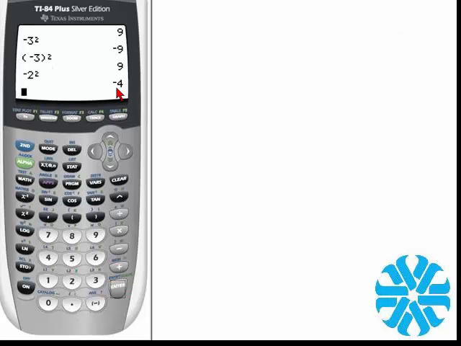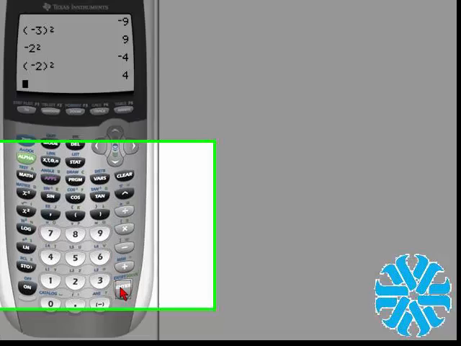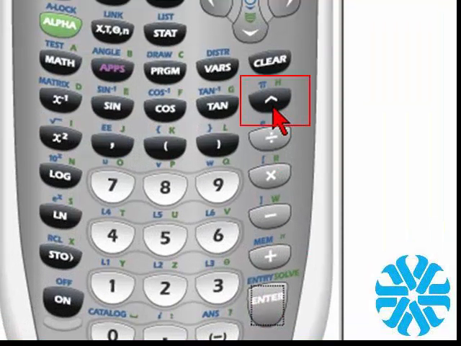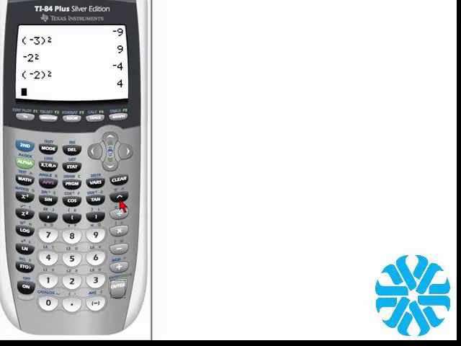If we wanted to compute negative 2 squared, then we would need to put negative 2 in parentheses, use the squared key, and that will give us 4. Okay? Now, if you want to raise a value to an exponent other than 2, then you will use the power button right here. Okay, let's go ahead and clear the screen now, and then we will continue with our next example.